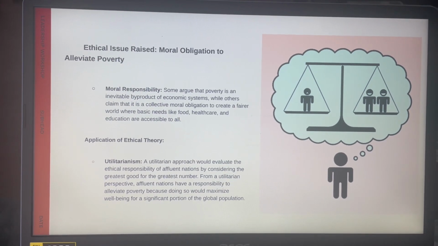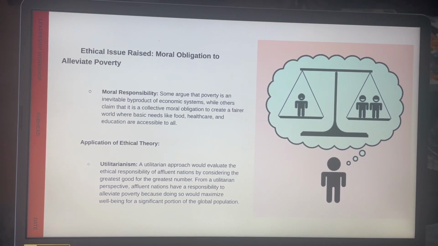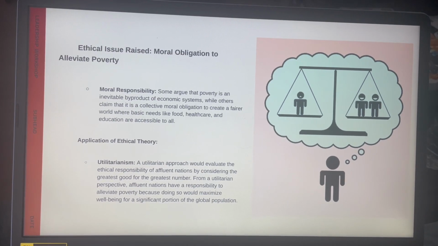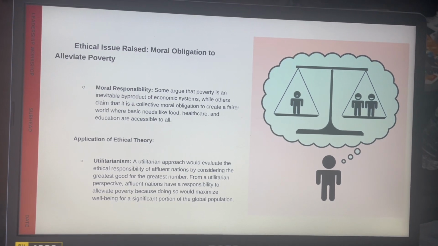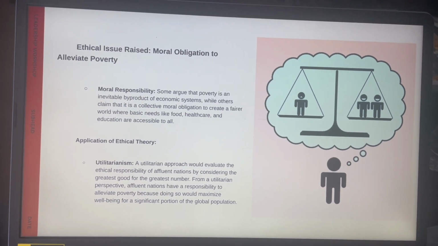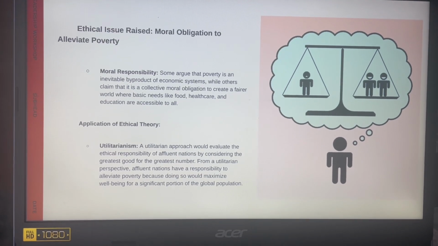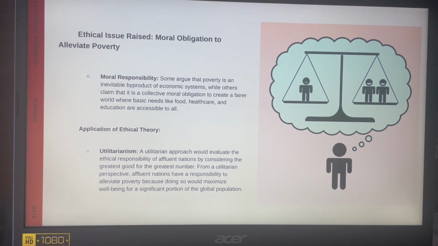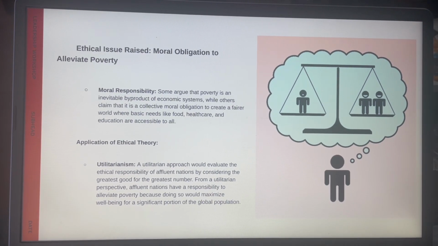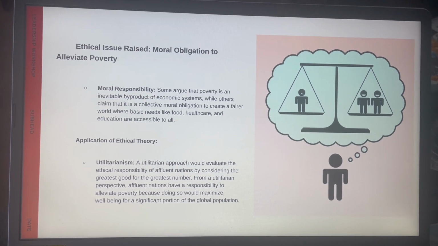Moral responsibility: some argue that poverty is an inevitable byproduct of economic systems, while others claim that it is a collective moral obligation to create a fairer world where basic needs like food, healthcare, and education are accessible to all. The utilitarian approach would evaluate the ethical responsibility of affluent nations by considering the greatest good for the greatest number.